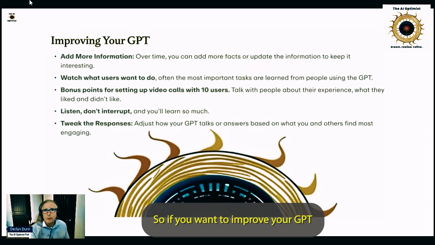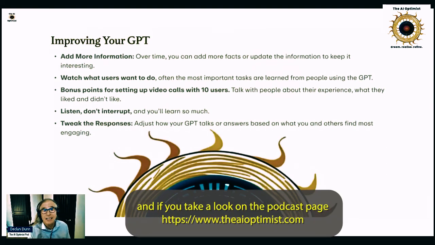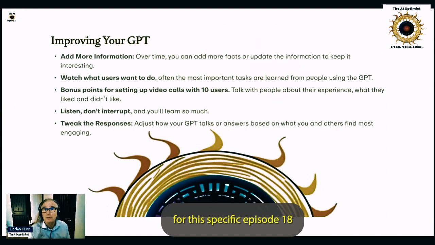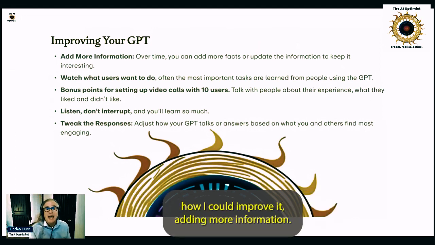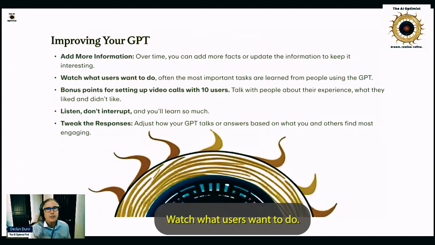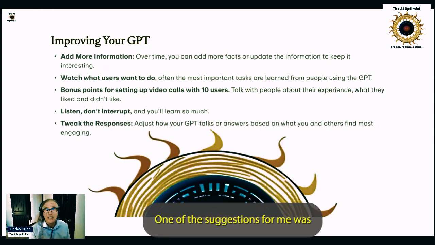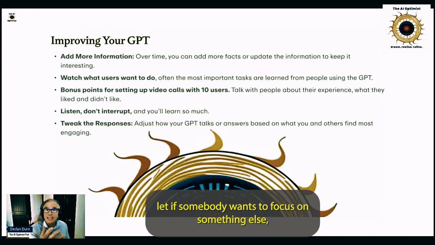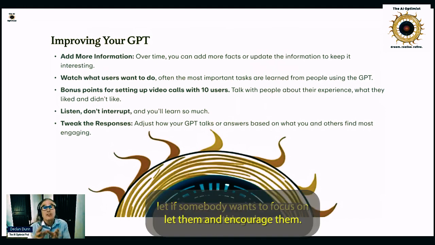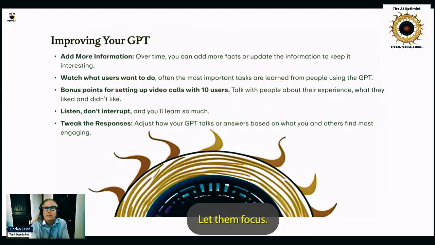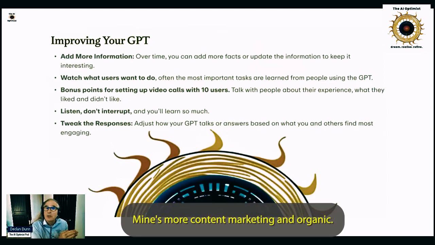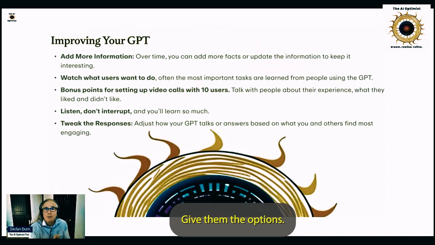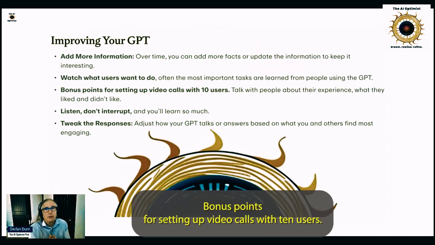So if you want to improve your GPT, and if you take a look on the podcast page for this specific episode 18, I've included what ChatGPT told me to do with DataWise Director, how I could improve it. Adding more information. Watch what users want to do. One of the suggestions for me was if somebody wants to focus on these numbers, let them. If somebody wants to focus on something else, let them and encourage them. Let them focus. Maybe they buy ads. So my approach wouldn't fit for them. Mine's more content marketing and organic. Give them the options.